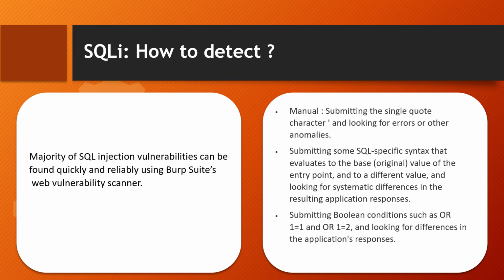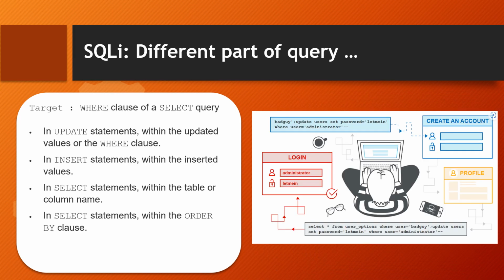Submit some SQL-specific characters or syntax which could give different results and responses based on conditions, or use boolean conditions like 1=1 and 1=2, which give different results. You need to track what different results you receive after putting some information into it. Then different parts of queries can be targeted using the WHERE clause and the SELECT query. If they are using an UPDATE statement with a WHERE clause, they can find it out, they can insert some statement, they can select some statement, they can use ORDER BY clauses.